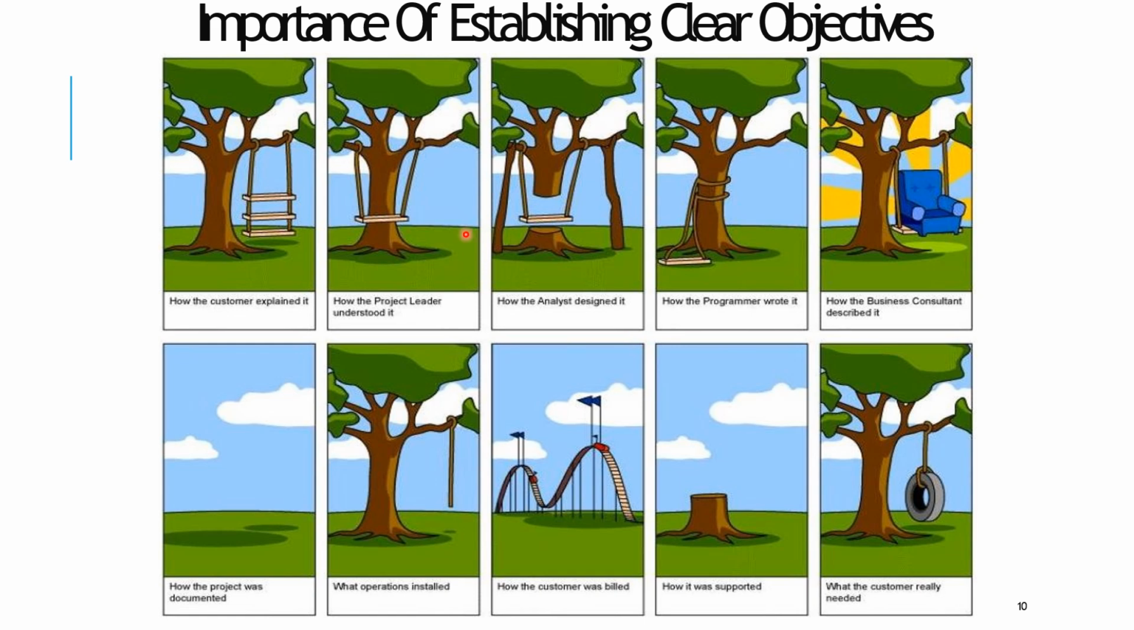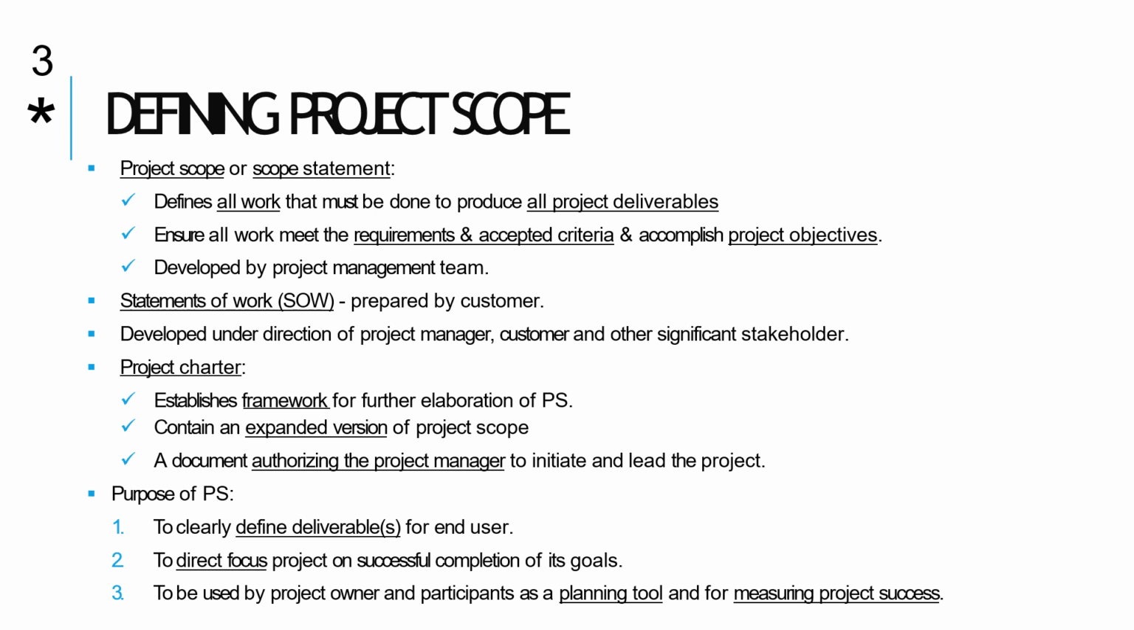Okay, so the objective is very important. If not, this will happen: we don't know what the customer wants. What do you understand? The customer really needed something like this, the tire and the string and the tree, but since you did not understand them, you came out with this kind of objective. So this is very important between the customer and the project, and how you want to understand it.